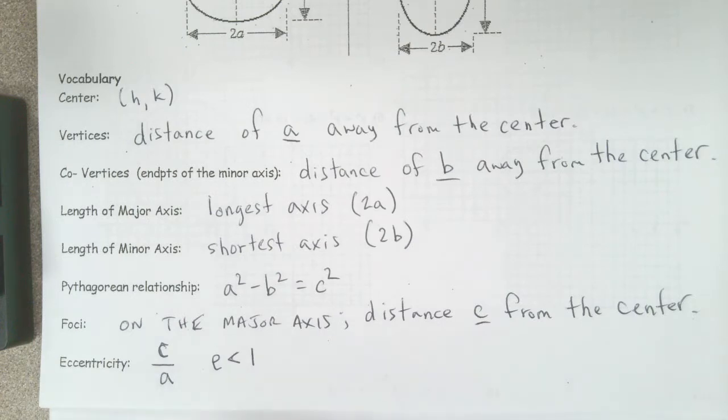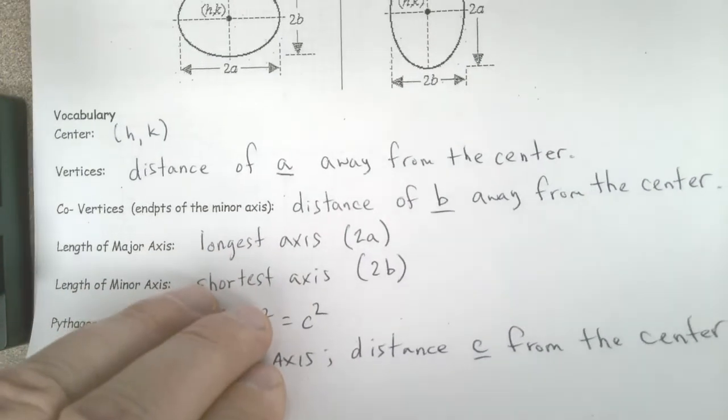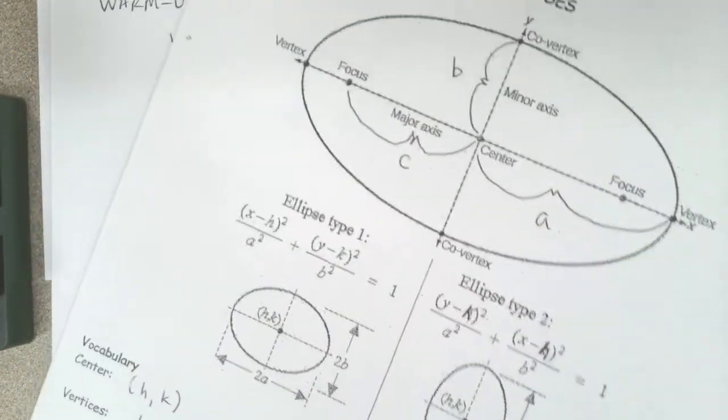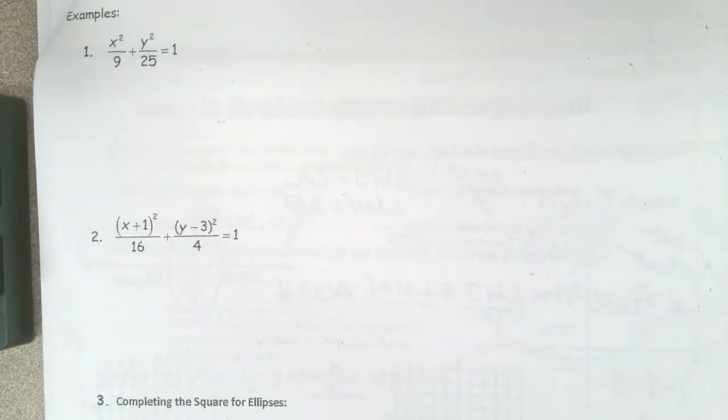So those are our basic definitions and vocabulary that goes with the ellipse. What I want to do is we're going to go through 2 examples, and they're on the next page. We're going to do one that's at 0, 0, and we're going to do one that's not at 0, 0.